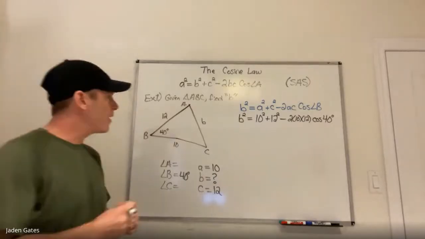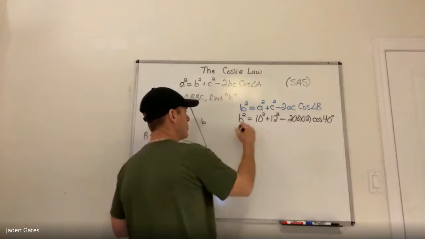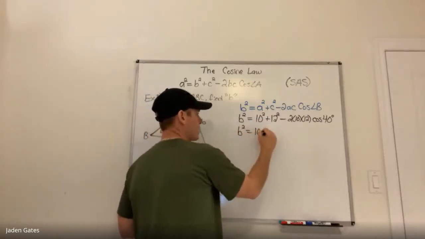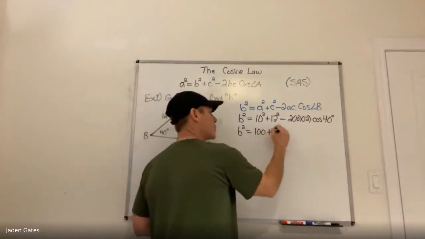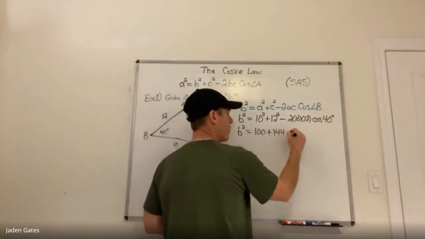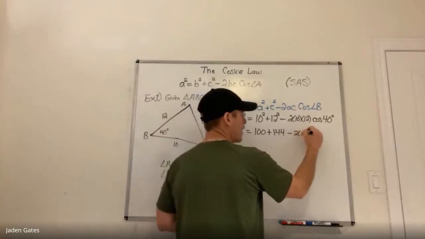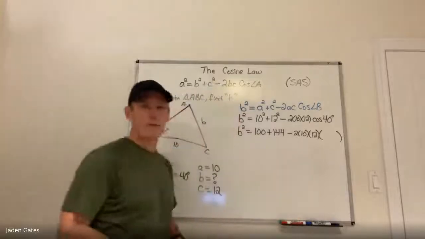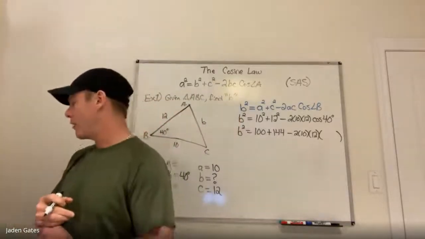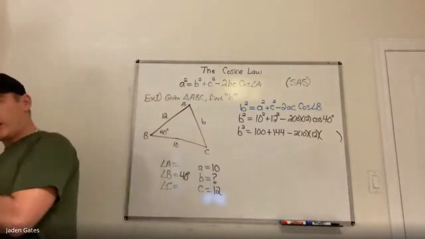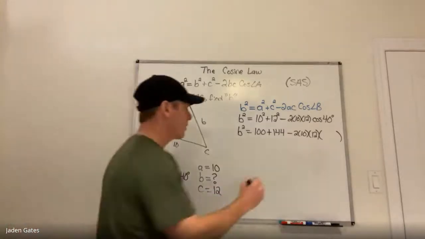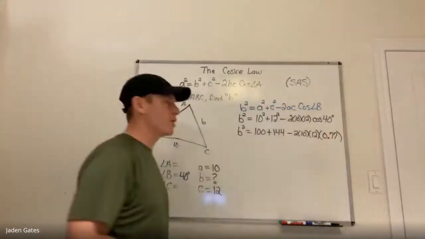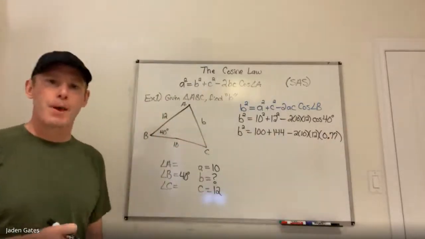Now I can simplify things. So I have my exponents here following BEDMAS, right? So I have 10 squared, 10 times 10 is 100. 12 squared, 12 times 12 is 144. So again, following BEDMAS, I just did my exponents. And you know what? I can get this cos 40 degrees too, because I'm not doing anything there other than just typing it into my calculator. And when I do that, I get 0.77. There we go. So I just changed the way cos 40 looks. I just figured it out.